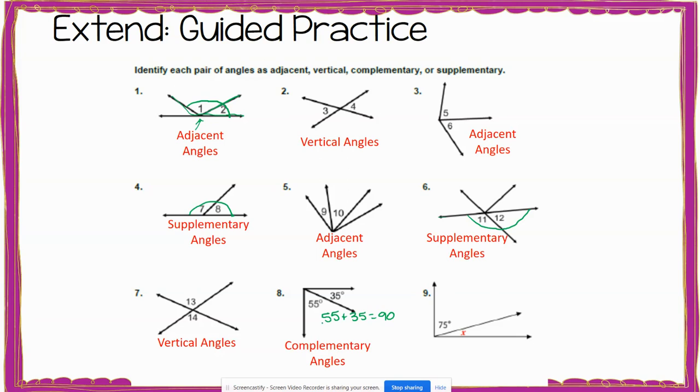Now for number nine, we don't actually know what x equals. This looks like it could be a 90-degree angle, but there's not a little box here that tells us that this is 90 degrees. So because I don't know for sure that this is complementary without being told, I have to just go with the fact that these are adjacent. Now, if I had been told that together they equal 90, or if I had been told that x was equal to 15, then I would know that they are complementary. But because they just look complementary, that doesn't mean for sure that they are.